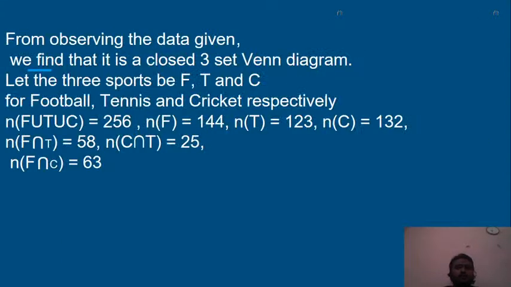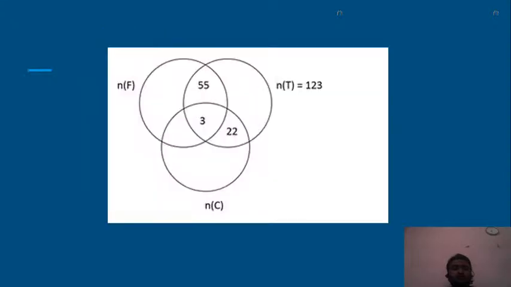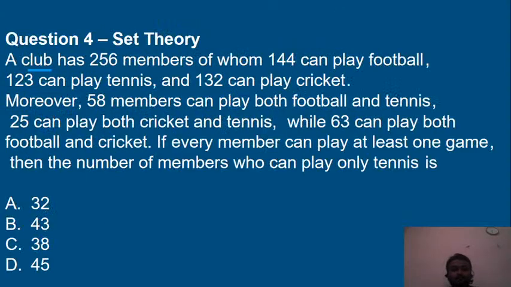So from the data given, we can find it is a Venn diagram problem. I guess most of you would have found it out correctly. Now football is F, tennis is T, and cricket is C. So the total number of football, tennis, and cricket, that is F union T union C, is 256. Number of football is 144, number of tennis is 123, number of cricket is 132, number of football and tennis is 58, number of cricket and tennis is 25, number of football and cricket is 63. This information has been given. So now I draw this Venn diagram.